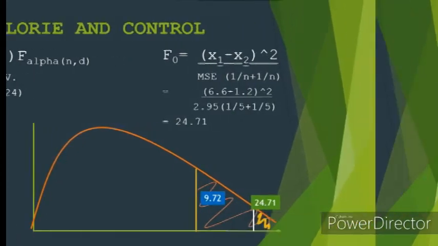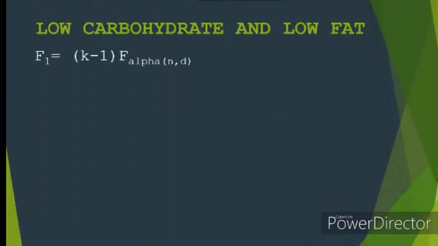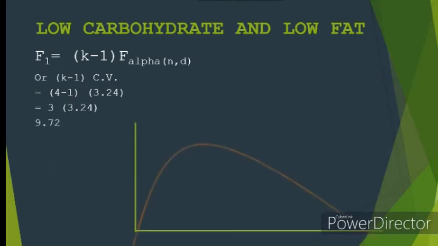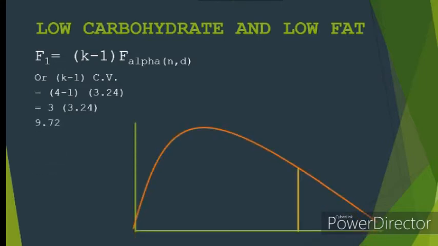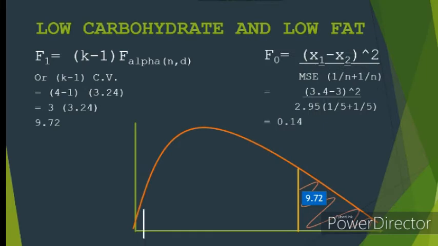For our next pair, we have low carbohydrate and low fat. For our F critical value, we have 9.72, and for our F value using the Scheffé test, we have 0.14, and since 0.14 does not fall in our critical region, therefore low carbohydrate and low fat is not significant in our problem.